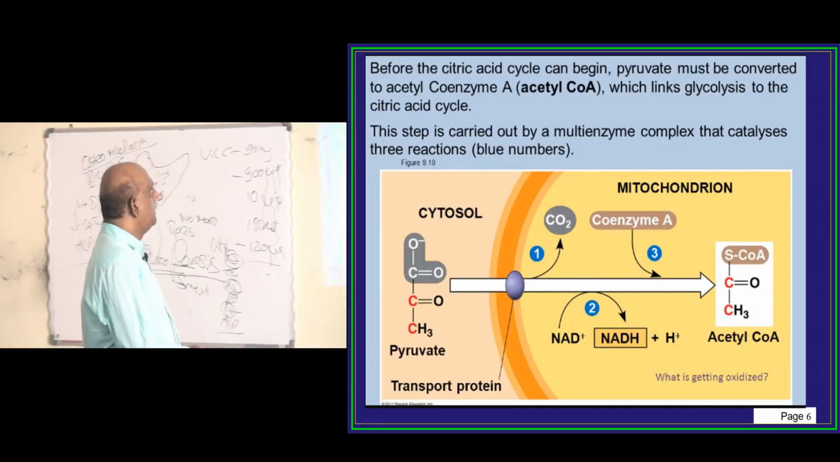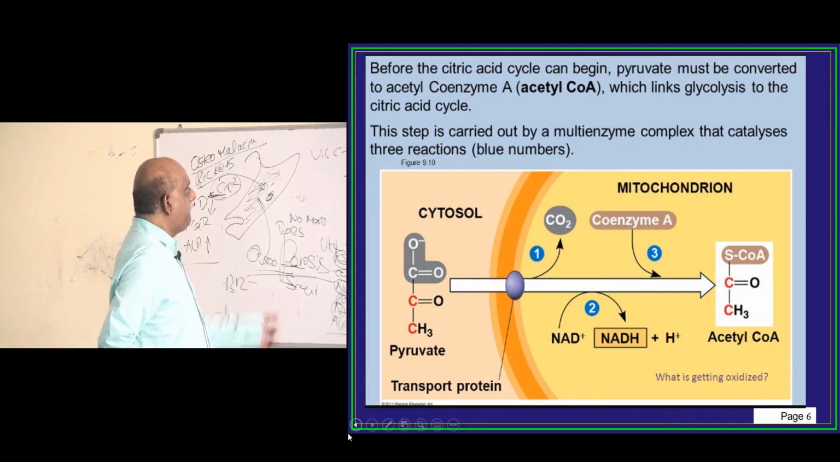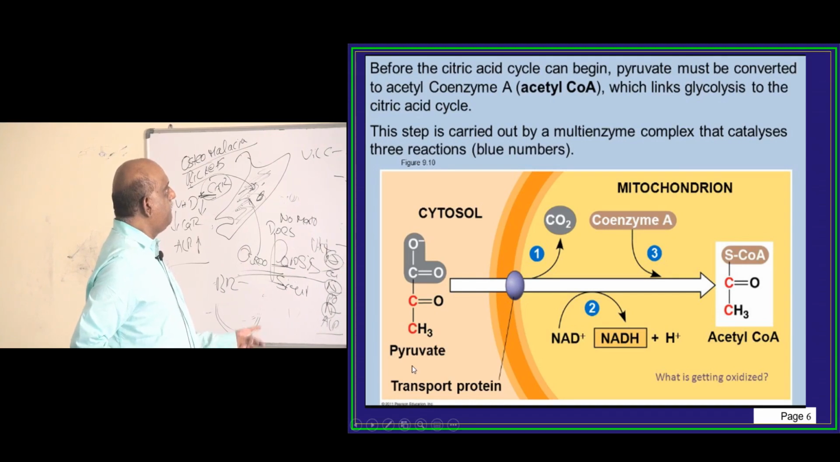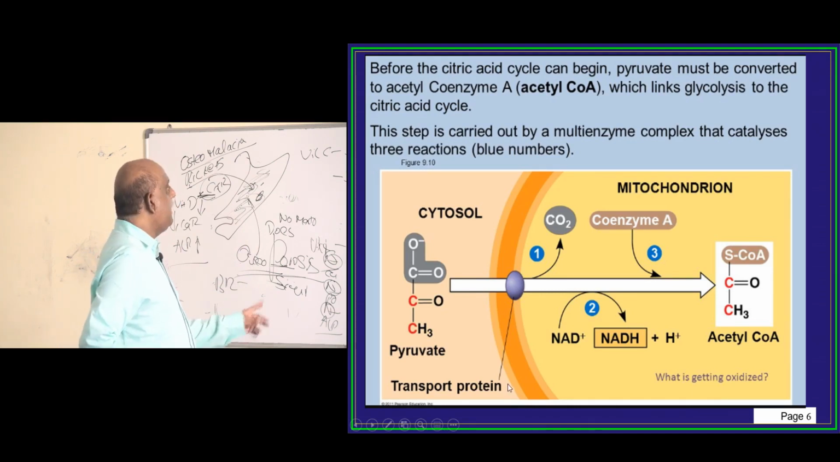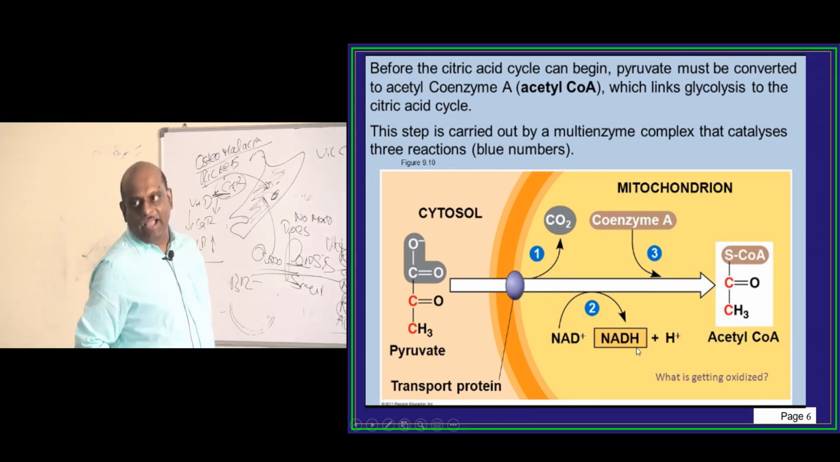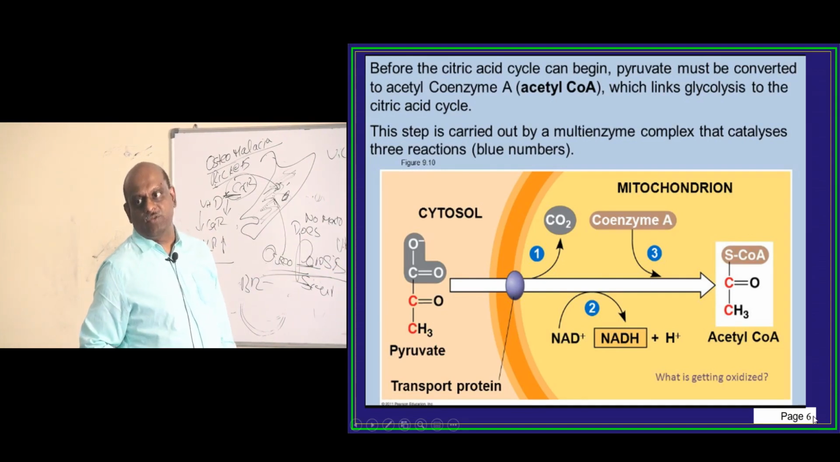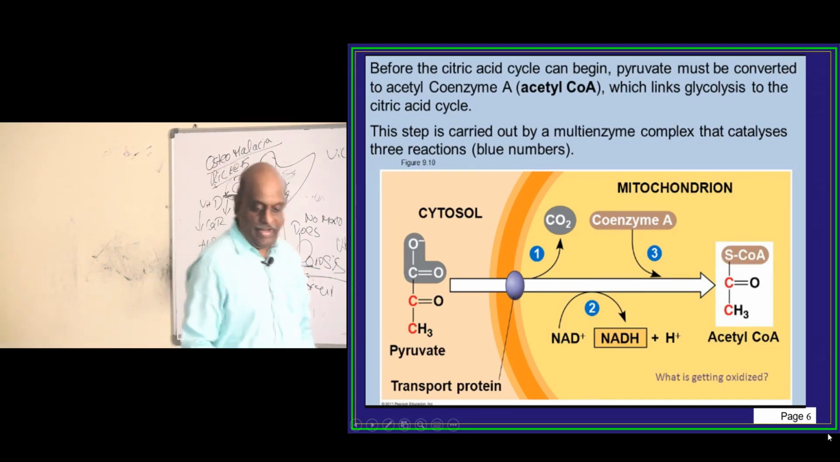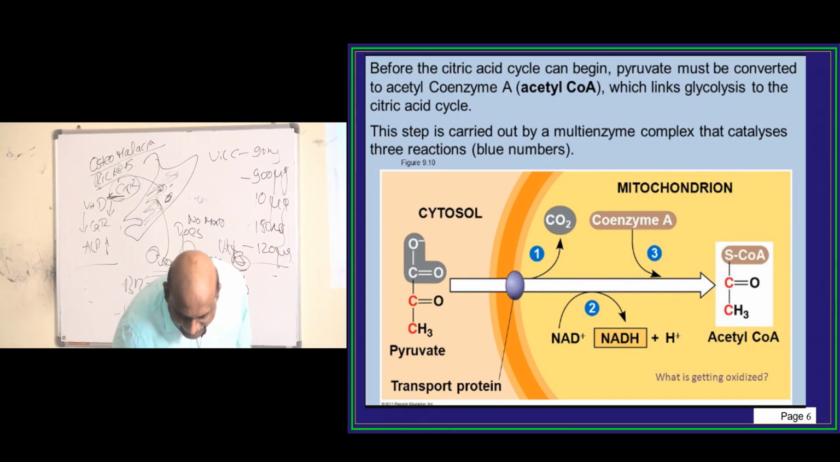So doctor, before the citric acid cycle begins, the pyruvate must be converted into acetyl-CoA, which is the linking part. There is a pyruvate transport protein which carries pyruvate produced in the cytosol from glycolysis into the mitochondria, and there coenzyme A is attached and acetyl-CoA is formed by the pyruvate dehydrogenase complex. This is what you need to basically remember.